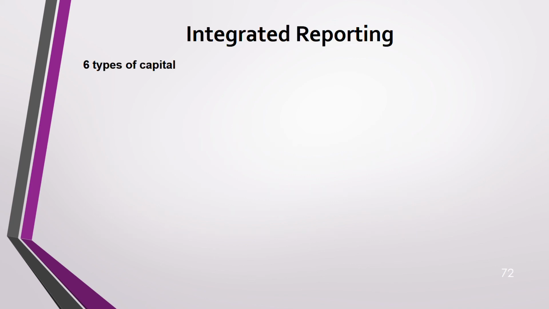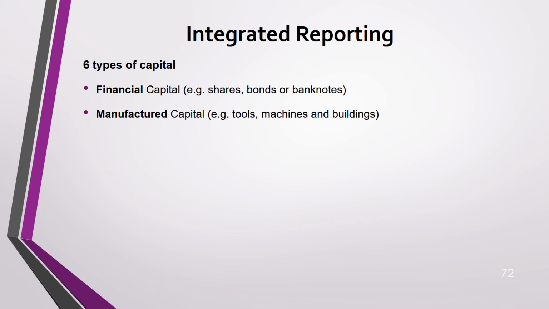There are six types of capital. From your exam's point of view, this is very important. Six types of capital, and I've given examples. I have not given detailed explanations, as they're not required. First is financial capital: things like your bank notes, your cash, your shares, your bonds. You can measure it in terms of money. Second, manufactured capital: tools, machines that you're using, buildings. Why? Through this capital you create value. How do you create value? You need humans, you need machines, you need finance. So capital is made up of these six areas only, and you create value through using the six capitals.